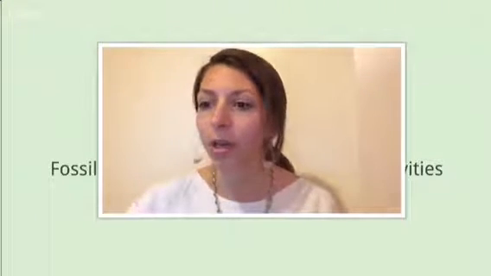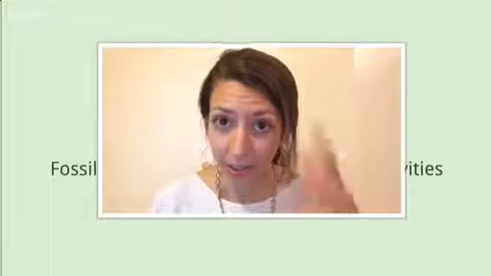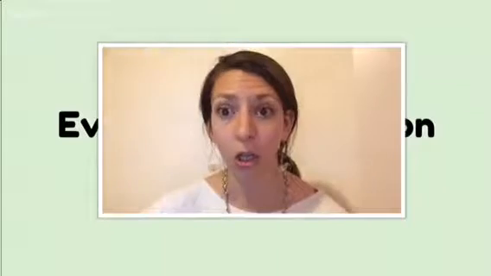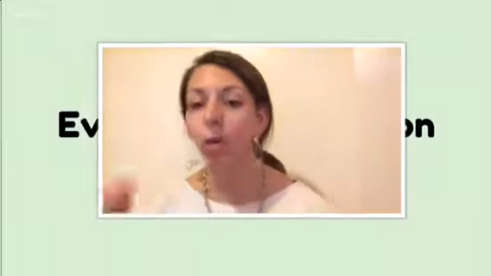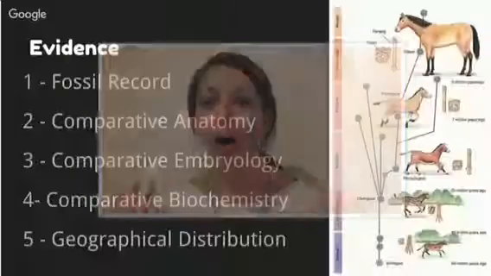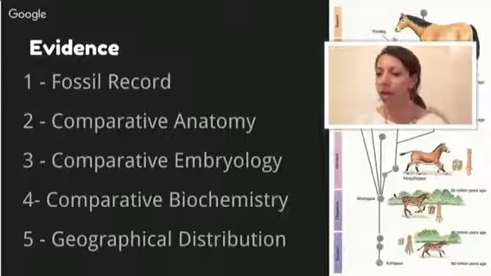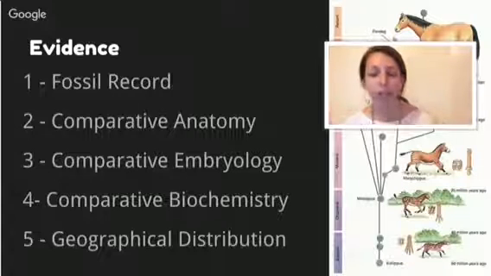So we're going to go through several different types of evidence for evolution tonight, and follow along in your notes. Okay, so our 5 different types that we're going to be reviewing tonight are our fossil record, comparative anatomy, comparative embryology, comparative biochemistry, and geographical distribution. And if any of these words sound crazy, do not worry, we're going to go over them. So first is our fossil record.